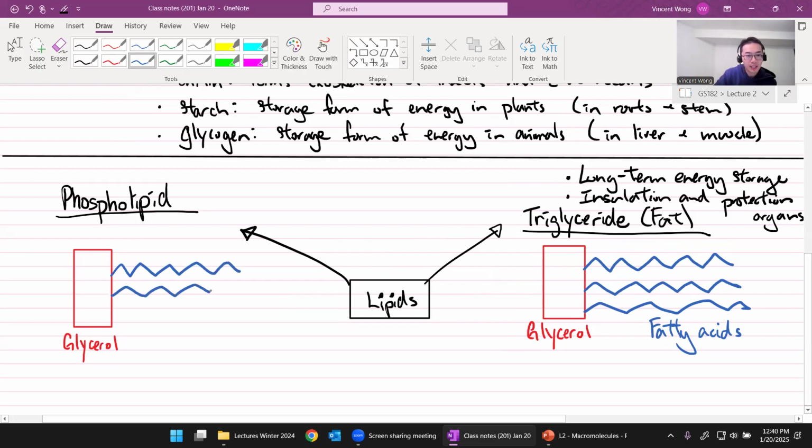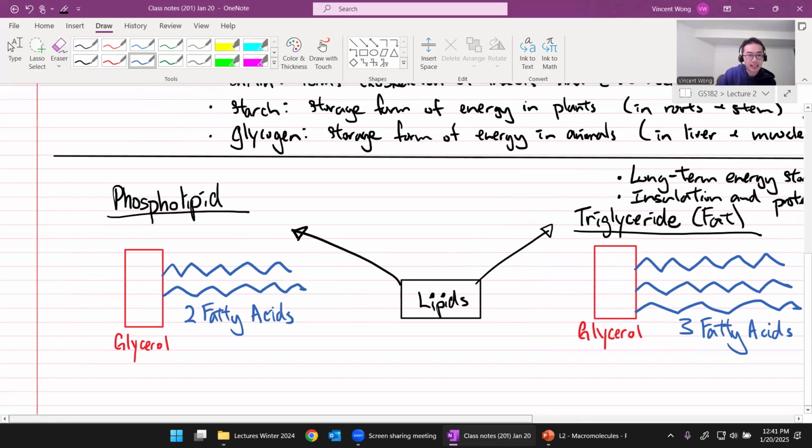Okay? And then we will have these zigzag lines. And what do we call them? Same thing over here, right? Fatty acids. Okay, but this time you only need two. So three fatty acids here, two fatty acids. And then you need one more thing here. It's called the phosphate head. Okay, phosphate head, phosphate group, doesn't really matter.